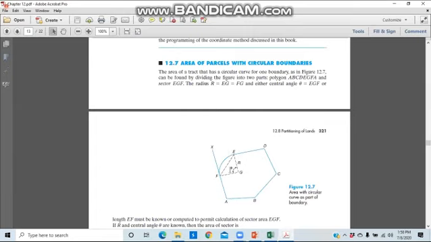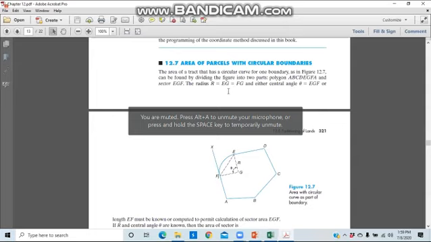This would be a polygon. And then one would be this triangle E, G, F. And then one would be this segment, which is the EF segment, right? So the area of a tract that has a circular curve for one boundary, circular curve EF, as shown in figure 12.7, can be found by dividing the figure into two parts: polygon ABCDEGFA, and a sector EGF, which is this triangle, right?